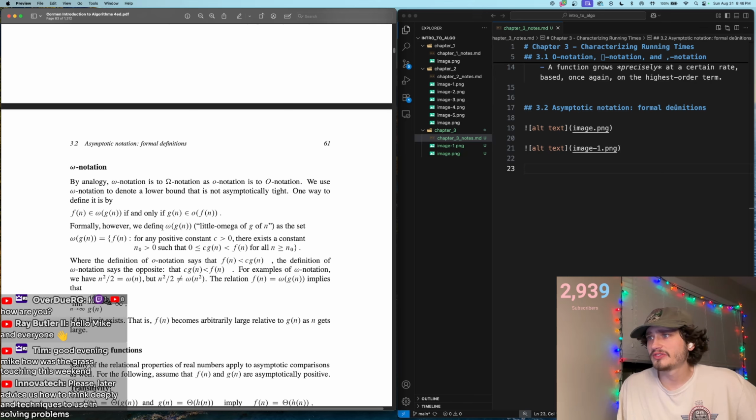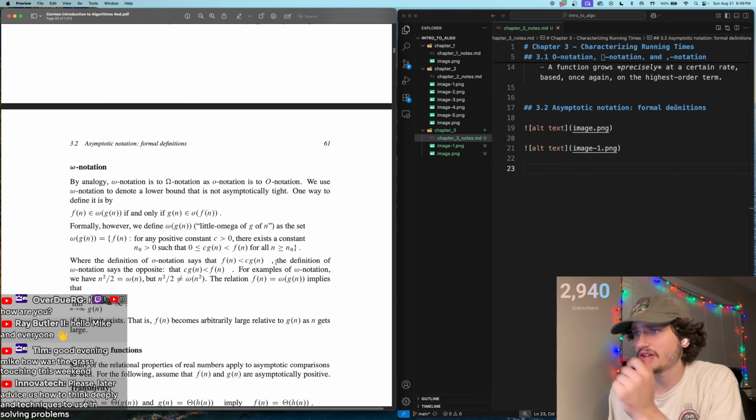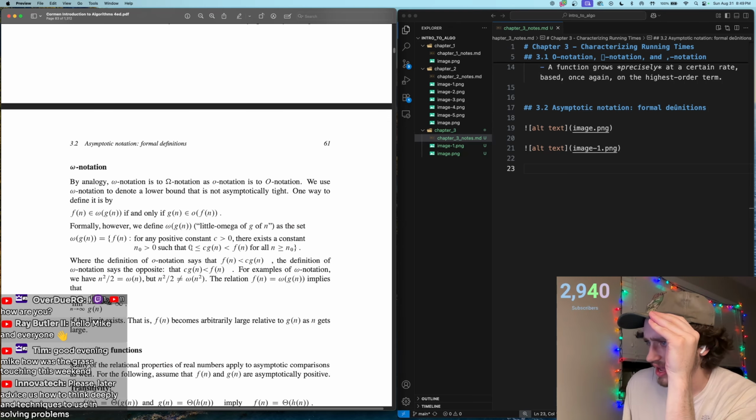Formally, however, we define ω(g(n)) as the set of f(n) such that for any positive constant c > 0, there exists a constant n₀ > 0 such that 0 ≤ c·g(n) < f(n). Where the definition of little o notation says that f(n) < c·g(n), the definition of little omega notation says the opposite, that c·g(n) < f(n). For examples of little omega notation, we have n²/2 = ω(n), but n²/2 ≠ ω(n²).